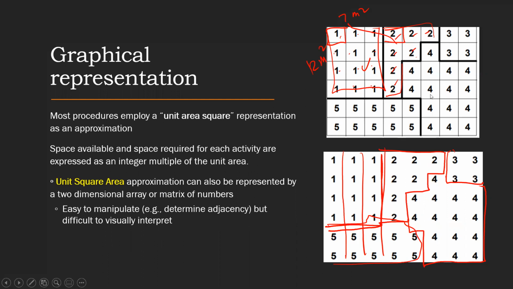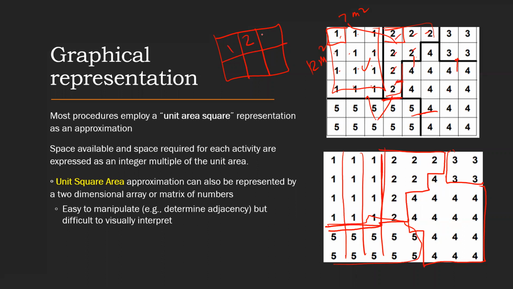Okay, halimbawa ito. Adjacent ba yung 5 sa 1? Yes, adjacent sila. Adjacent ba yung 5 sa 2? Yes, adjacent sila. Adjacent ba yung 5 sa 4? Yes, adjacent sila. Yung 4, adjacent ba sa 2? Yes, adjacent. Adjacent ba sa 3? Yes. Adjacent ba sa 5? Yes. Okay, unlike nga po yung ating dati na block diagramming, 5 sila.